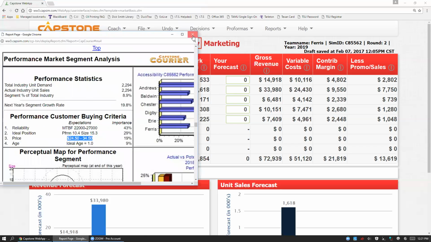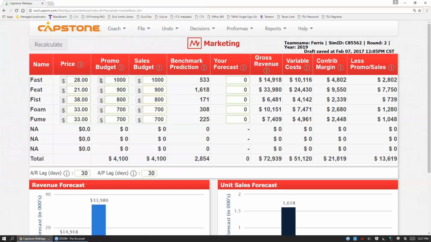Next, we will briefly discuss your promotional budget. Your promotional budget is your awareness. How aware are consumers of your product? Whereas your sales budget is the accessibility. Your consumers are aware of your products, or those consumers who are aware of the product, how easy is it for them to buy the product?